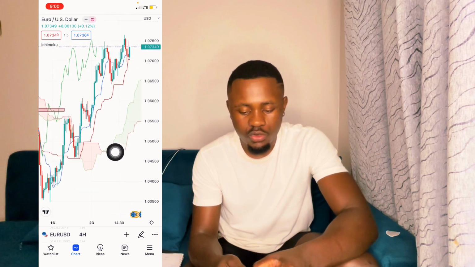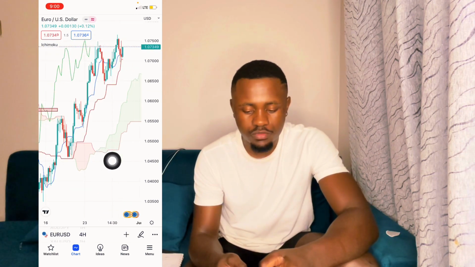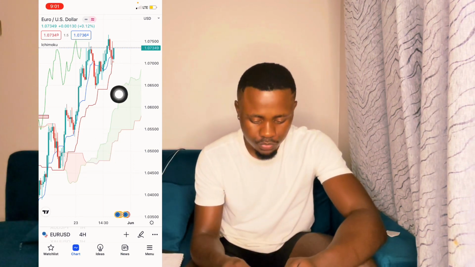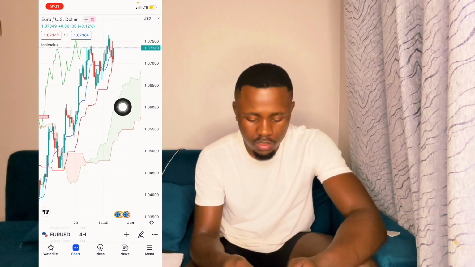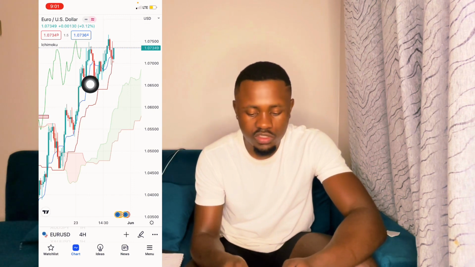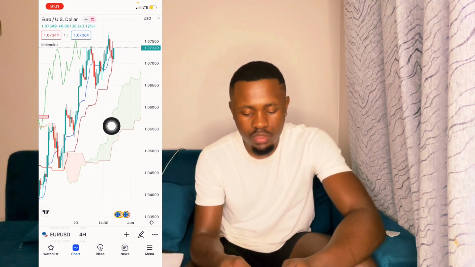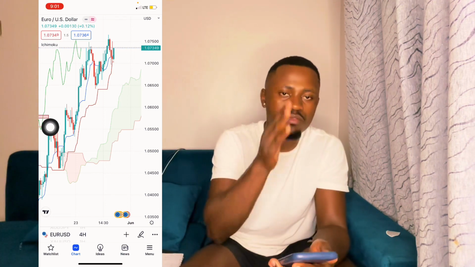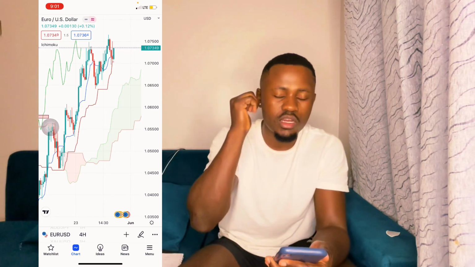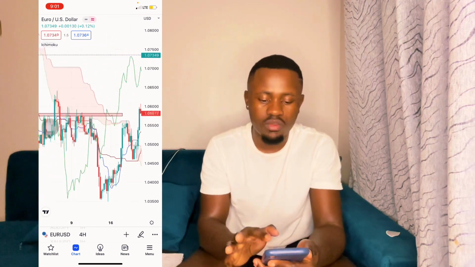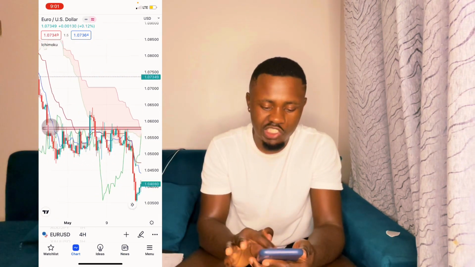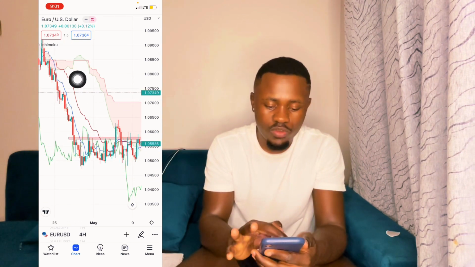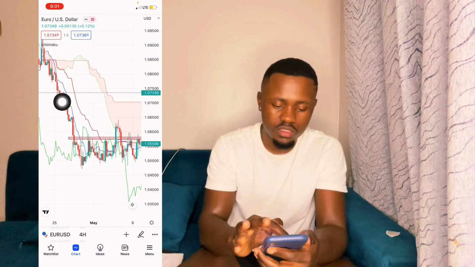When the market is in an uptrend, we have the market trending above the Ichimoku. The Ichimoku cloud is below and the market is above, and you can see the moving average is below the market, meaning the market is trading above the Ichimoku cloud. So this means the market is in an uptrend. But if the market is in a downtrend, you can see the Ichimoku cloud is above the market, and we have also the moving average above the market.